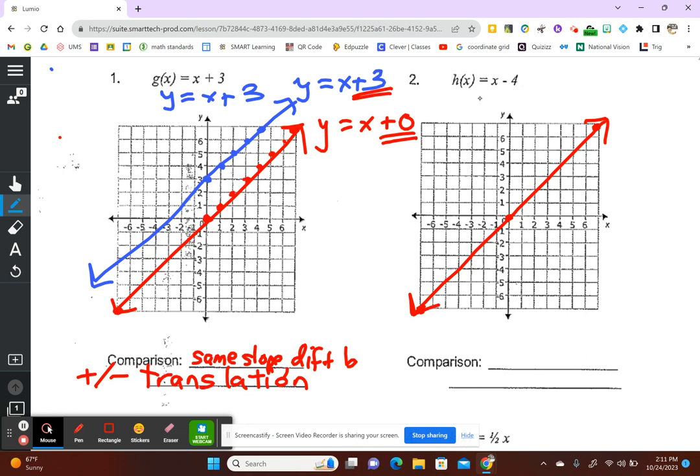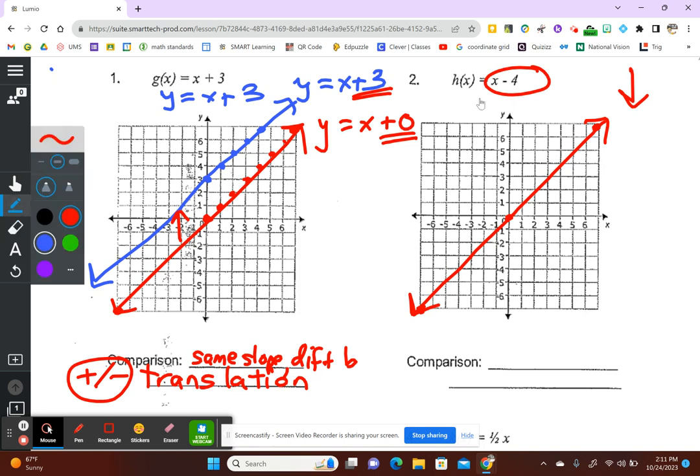You're really adding or subtracting, and you're literally sliding up or down the y-axis. In this case, I'm sliding up 3. If you look at this one, I'm going to be sliding down 4. So a translation's when you add or subtract, when the slope is the same and you're just going up or down. So let's look at the next one.